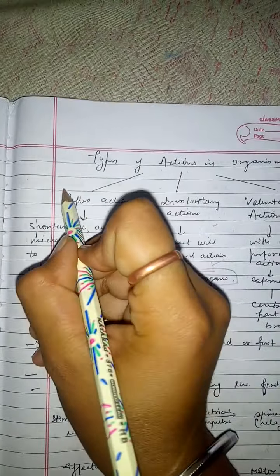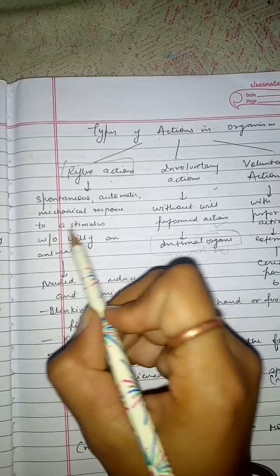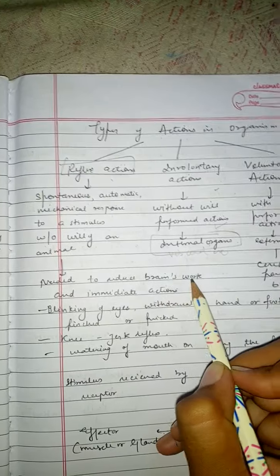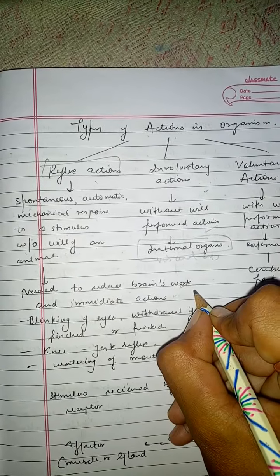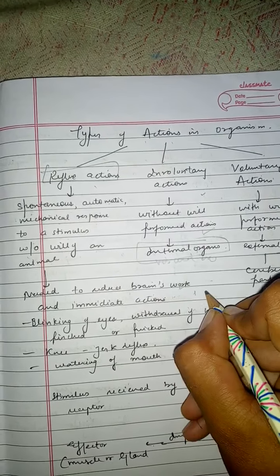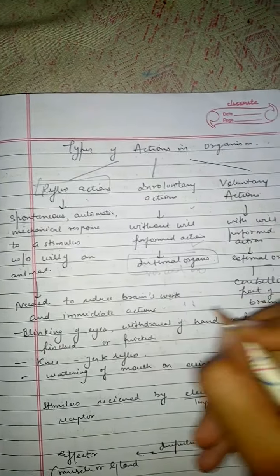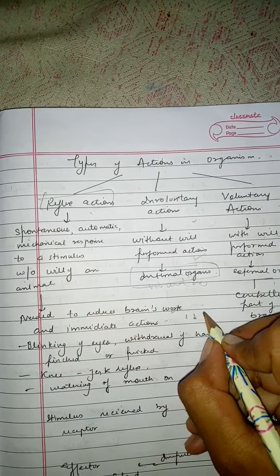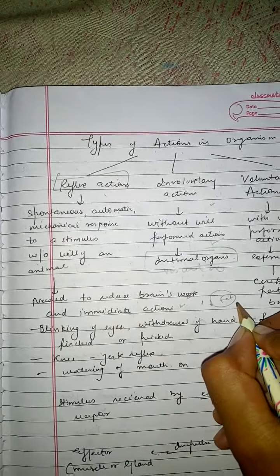Reflex action. Now we continue with reflex action. Reflex actions are the spontaneous, automatic, mechanical response to a stimulus without the will of an animal. These are needed to reduce the brain's work and to produce immediate action. For example, if we touch any hot object, we instantly pull back our hand because we felt it, and this is done with the help of reflex action. The whole activity is called reflex action.